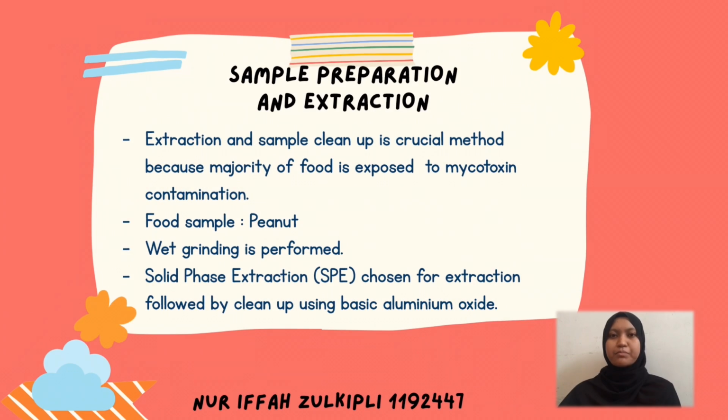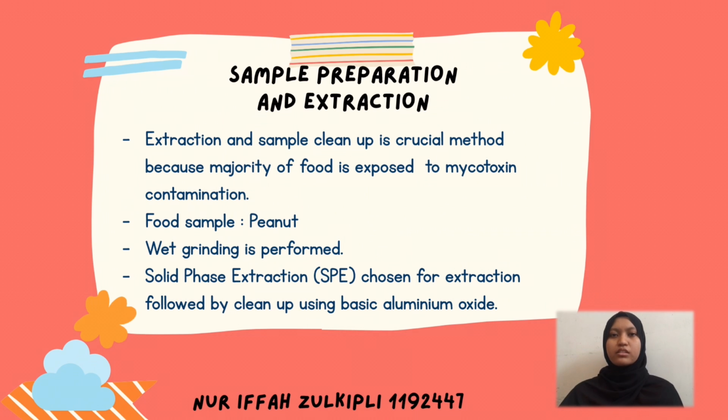Next is sample preparation and extraction. Aflatoxin samples are collected in the field and followed by homogenization. The extraction and sample cleanup is a crucial method because the majority of food is exposed to mycotoxin contamination. Food samples such as peanuts are prepared where wet grinding is performed by mixing and blending the sample in water together. Then, solid phase extraction (SPE) is chosen as the extraction method in order to extract aflatoxin in food samples, followed by cleanup using basic aluminium oxide.